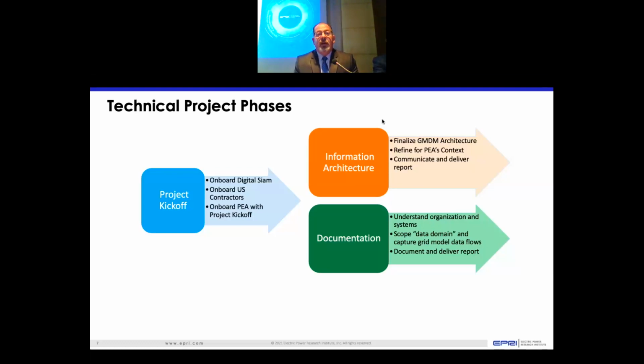We then spent a lot of time developing a functional architecture and finalized the grid model data management architecture envisioned and refined that for PEA. We had many calls with PEA staff to communicate and deliver a report on this functional architecture. And then finally, documented the organization and our understanding of the data systems involved. We developed a data domain scope and captured grid model data flows, then documented and delivered report results on that.